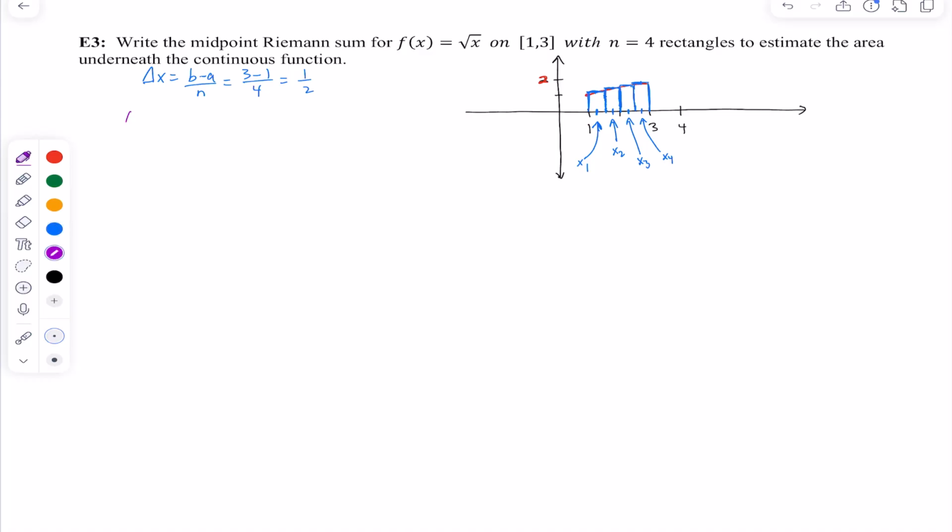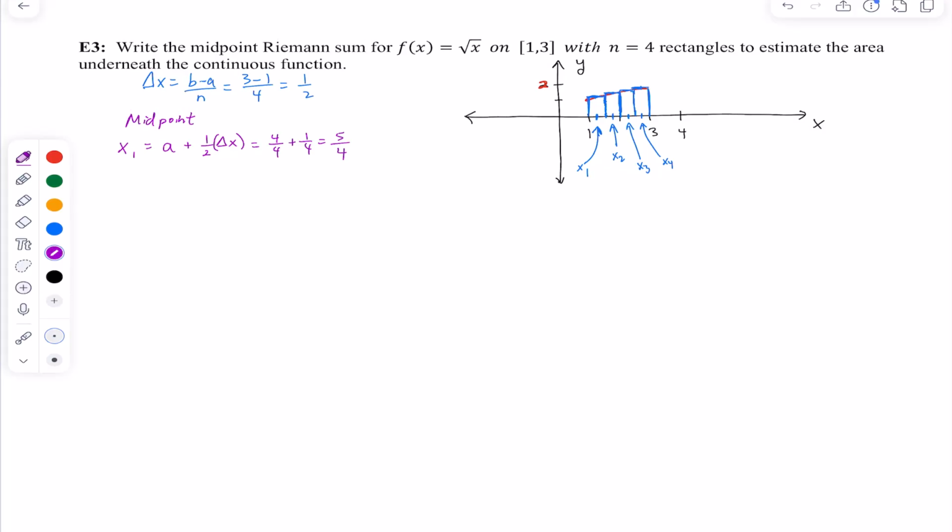Now for the midpoint, there's really a good strategy, and that is we need to know what a is. So our very first midpoint is given by a plus half the width of delta x, or half of delta x. a is 1 in our case, and half of a half is just 1/4. So our very first midpoint is 5/4.